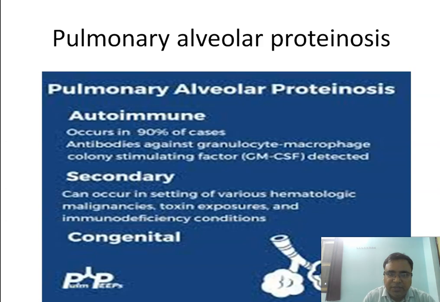The answer is, this could be a case of pulmonary alveolar proteinosis. Pulmonary alveolar proteinosis could be due to autoimmune causes, there are some secondary causes and congenital causes. It is a defect in the macrophage activation system, GM-CSF, that is related to your surfactant. There is some defect in the clearance of surfactant. That's why the surfactant gets deposited inside the alveoli, leading to a similar feature.